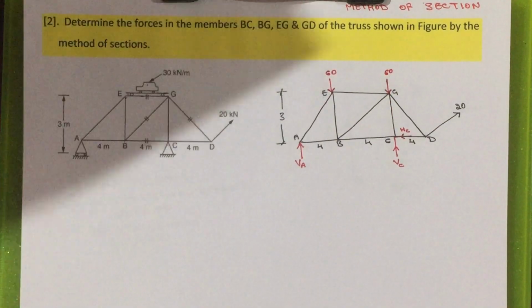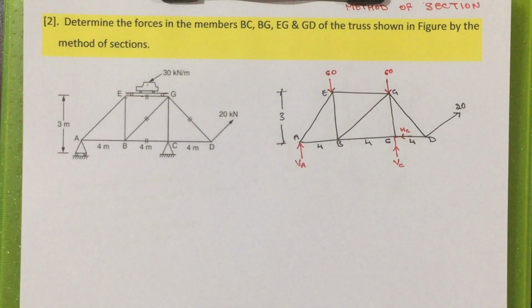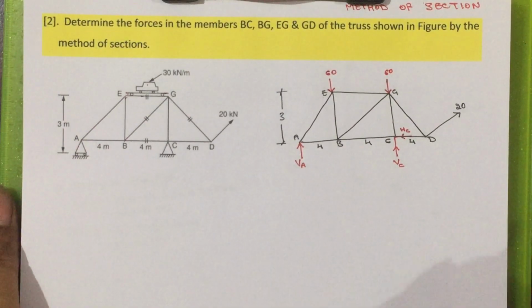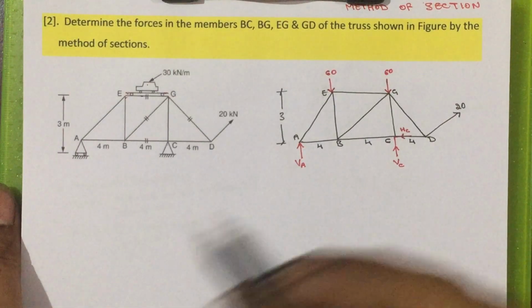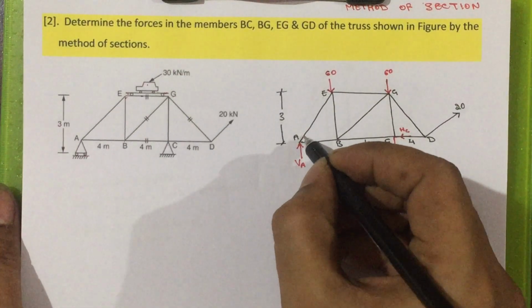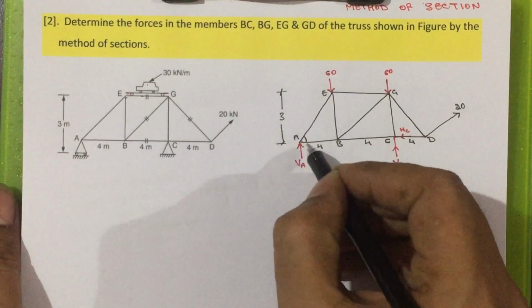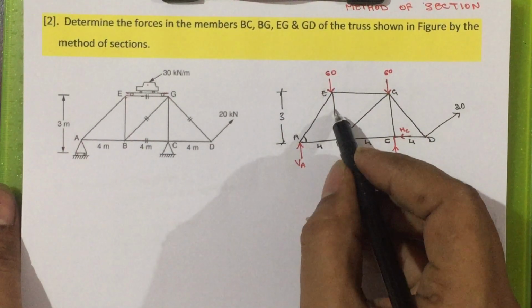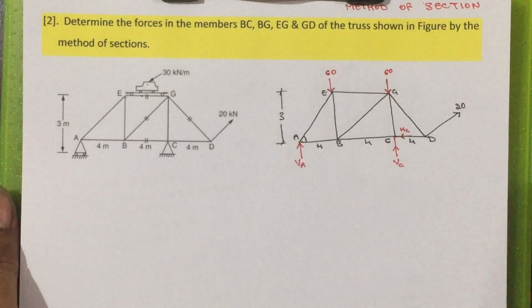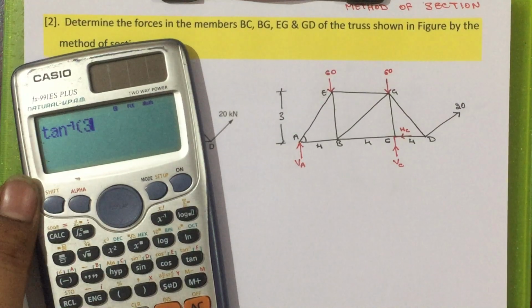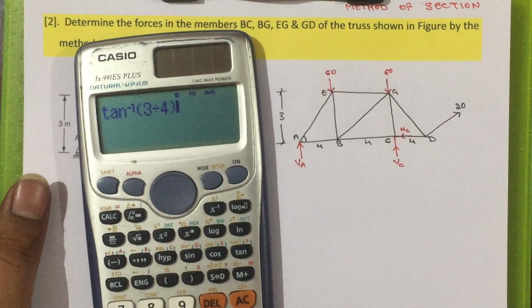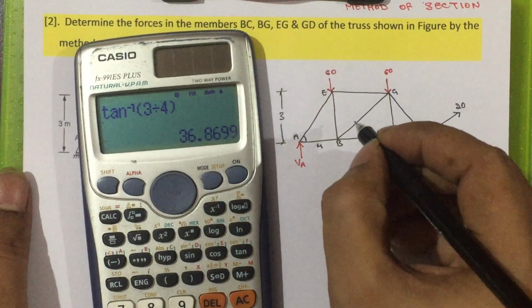So, once it is done, then it is better to determine the angles also. Let us determine the angles. We need the angle for the inclined forces. So, this angle is how much? This vertical length is 3, horizontal length is 4, opposite and adjacent. Therefore, tan theta is equal to 3 by 4, or theta is equal to tan inverse of 3 by 4. How much is it? 36.87.